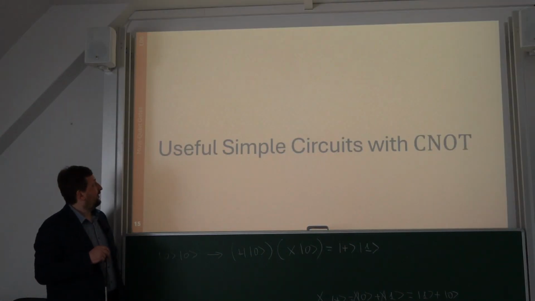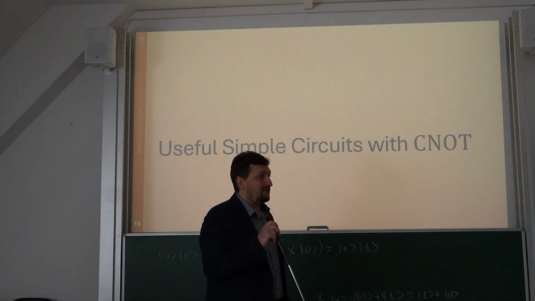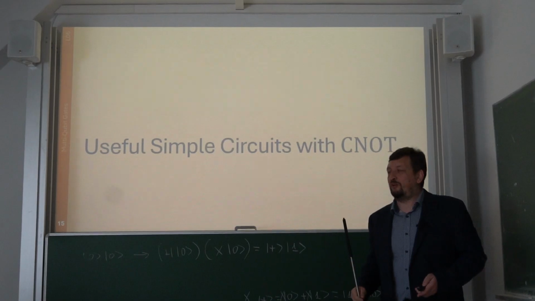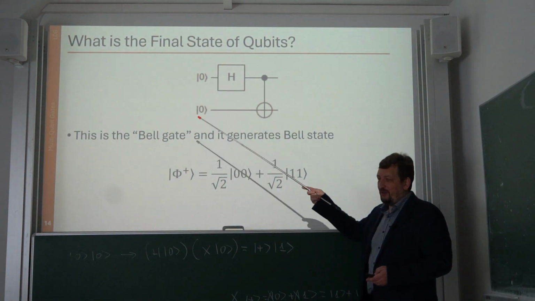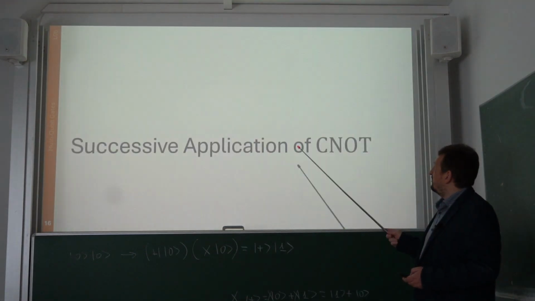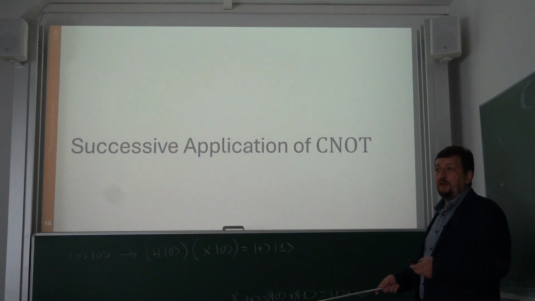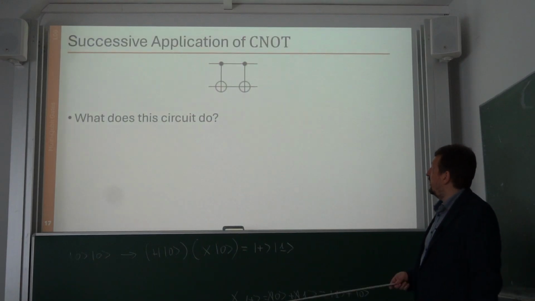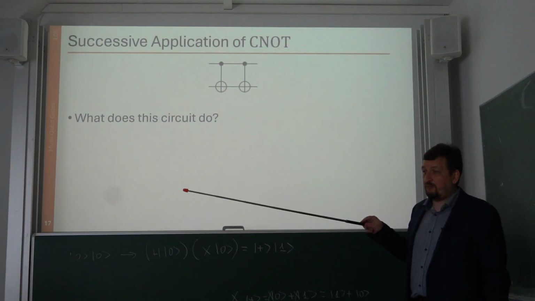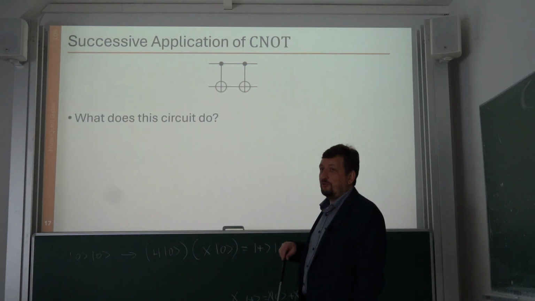Okay, so these were some very simple circuit examples. Now let's consider some simple circuits with C-naught that often appear in quantum circuits. The Bell gate is a very useful gate. Let's consider this very simple circuit: I have 2 C-naught gates, one after another. What does this qubit do?